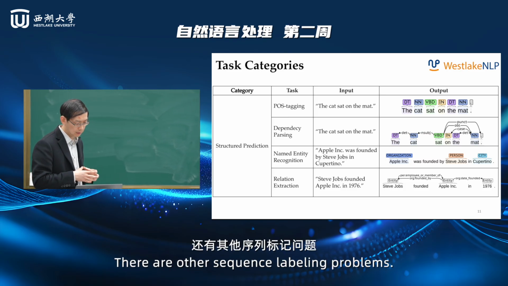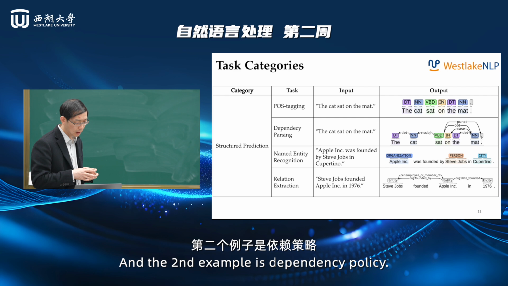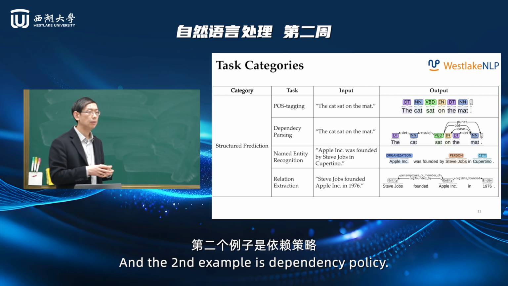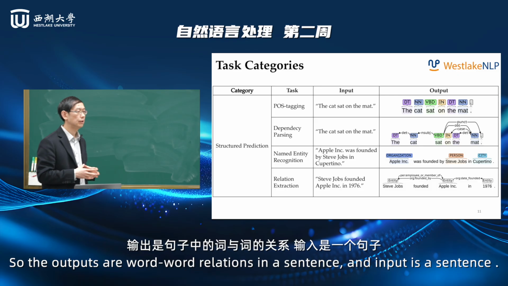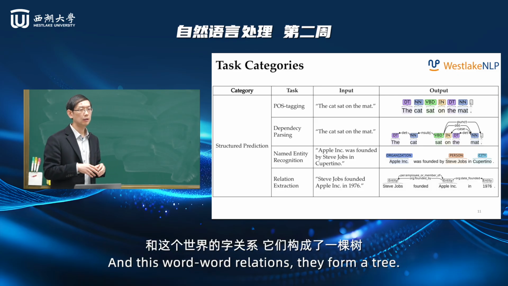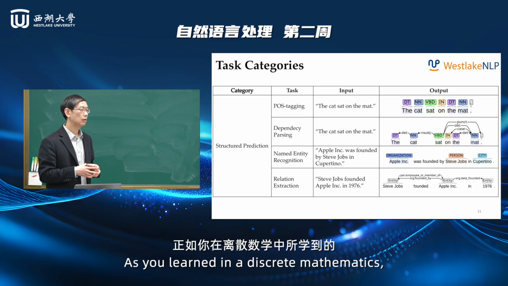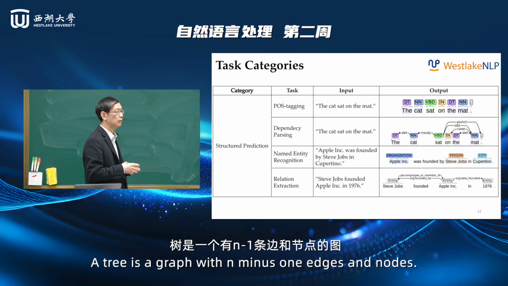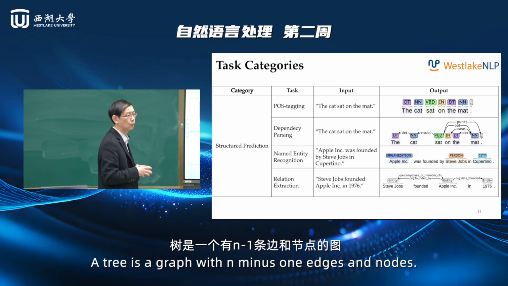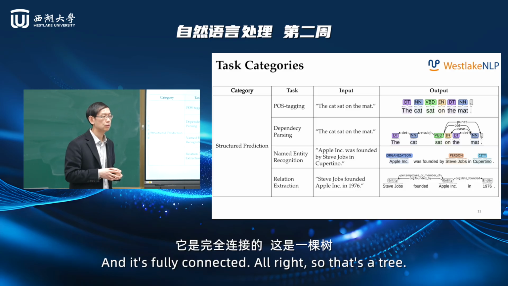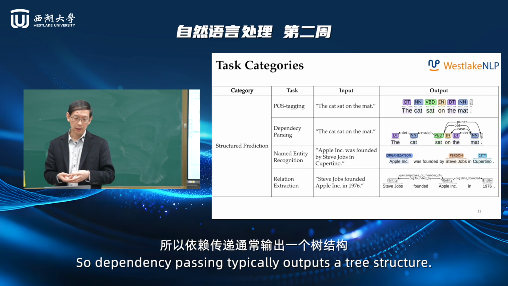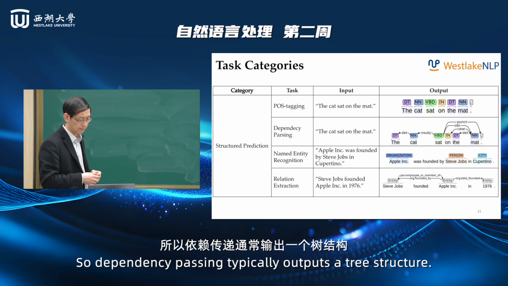There are other sequence labeling problems. And the second example is dependency parsing. Okay? So the outputs are word-word relations in a sentence, and the input is a sentence. And these word-word relations, they form a tree. As you learned in discrete mathematics, a tree is a graph with n-1 edges and n nodes, okay, and it's fully connected. All right, so that's a tree. So dependency parsing typically outputs a tree structure. All right.